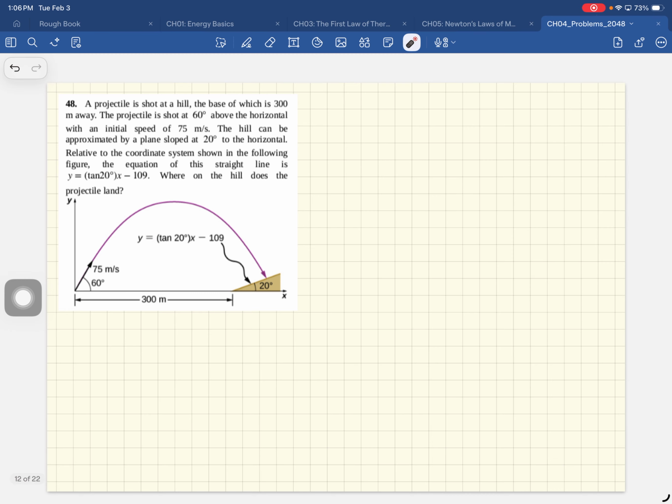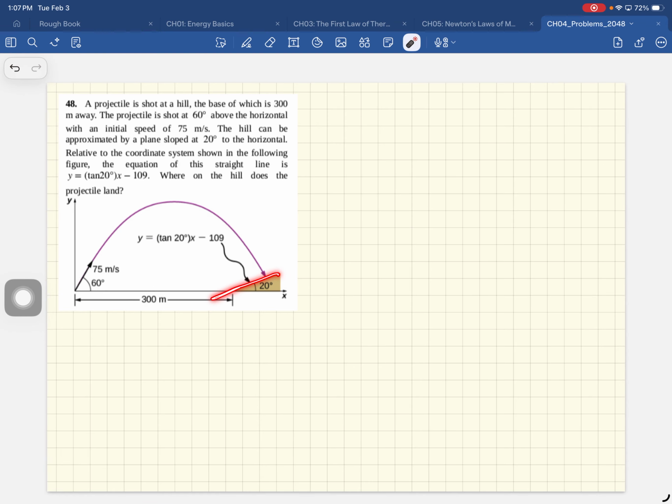Okay, so here is a similar problem, except that there's a slight complication. They give you the launch speed, they give you the launch angle, and they give you the spot where it will land. So a projectile is shot at a hill, the base of which is 300 meters away. It's shot at 60 degrees with a launch speed of 75 meters per second.